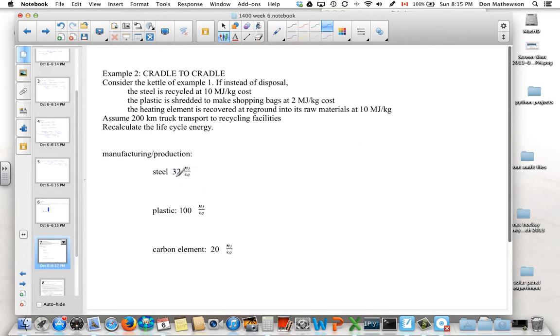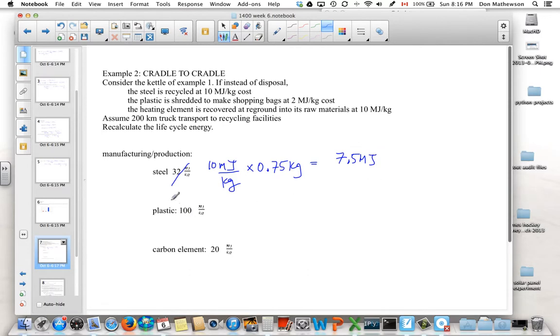Because yes, it takes 32 megajoules to make a kilogram of steel, but really we're just borrowing that steel. We're not using it up. You still get that 32 megajoules per kilogram of steel at the end, provided you're able to recycle it back to its original grade, provided it's not downgraded. The energy cost then of renting that steel is just the cost of recycling it, which is estimated at 10 megajoules per kilogram. Now, with 750 grams of steel, that is a lot lower than the cost of actually making the steel.